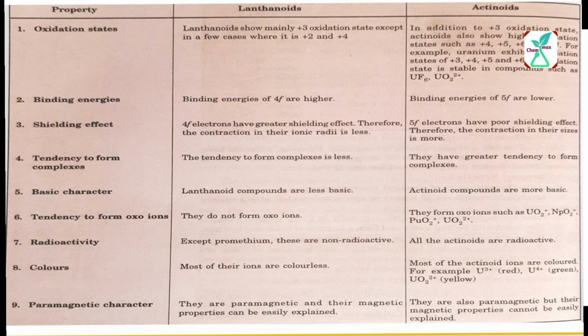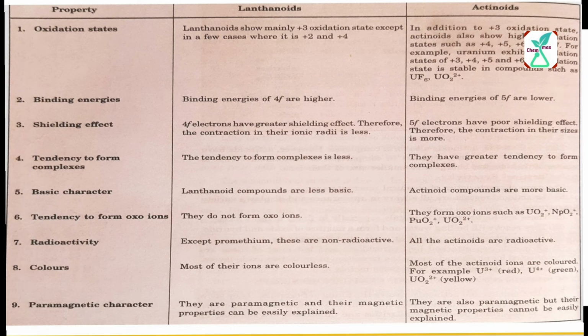But 4f electrons have a greater shielding effect, therefore the contraction in their ionic radii is less. But 5f electrons have a poor shielding effect, therefore the contraction in their sizes is more. The tendency to form complexes is less in the case of lanthanides, and in the case of actinides, they have a greater tendency to form complexes.